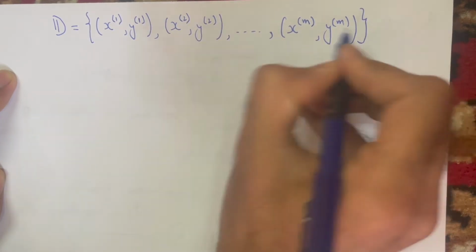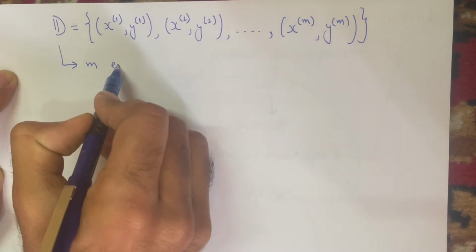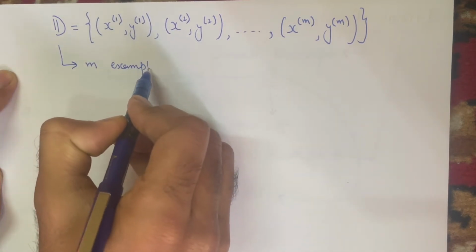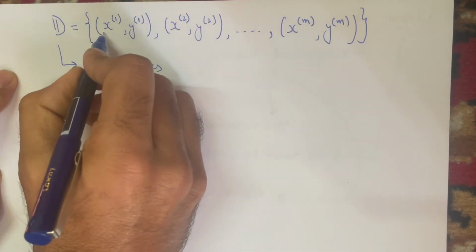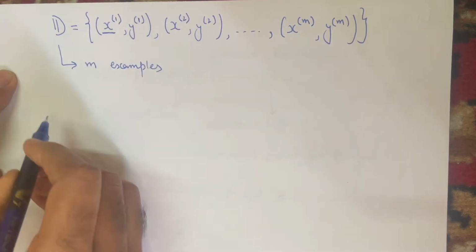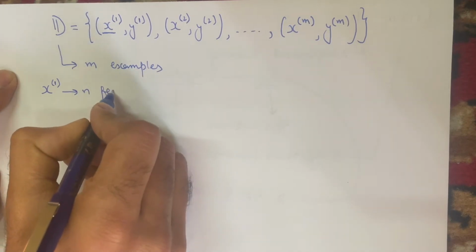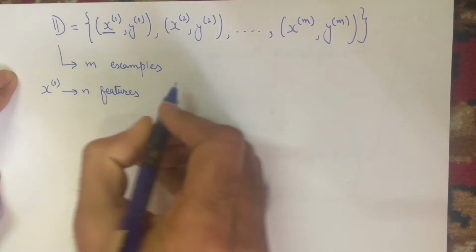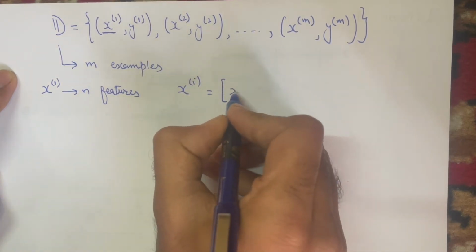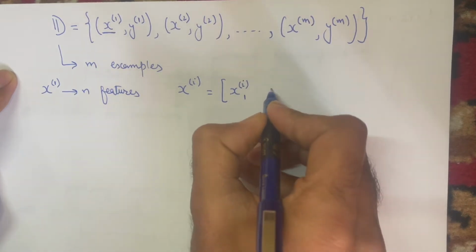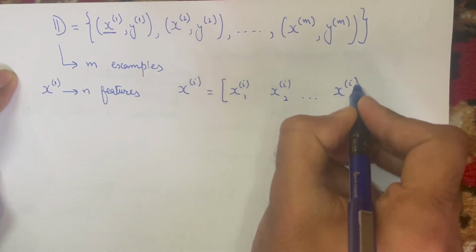We will always assume that in our data set there are m data points, also called m examples or m training examples, and in every example we have an input, and every input will have n features. So that means every ith input will have features like this: xi1 first feature, second feature, up to a total of n features.